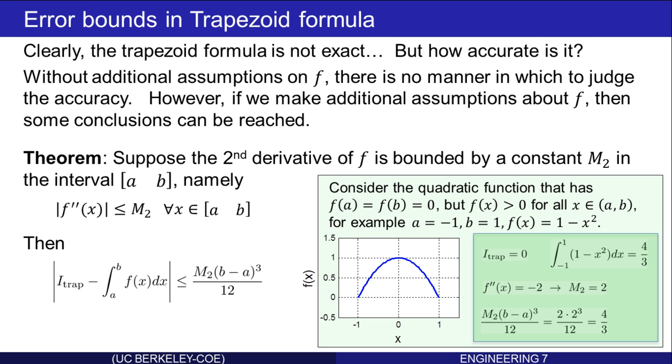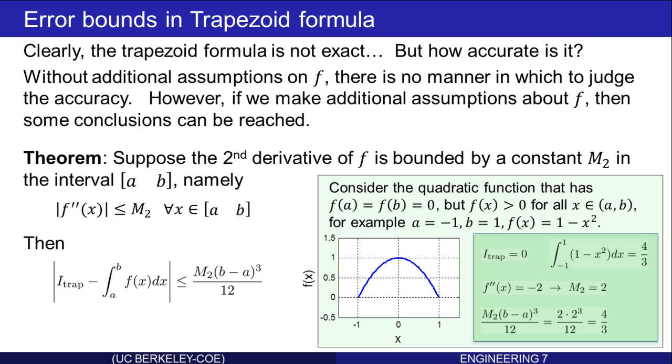That's really the way to think about how trapezoidal integration makes errors. The trapezoid formula represents the area of a trapezoid connecting the 2 points a, f of a with b, f of b, whereas parabolas, which have non-zero second derivatives, deviate from that and have additional area that's unaccounted for in the trapezoid formula. This theorem is more general than just quadratics. It shows that the bound on the second derivative of f is enough to bound the error in the trapezoidal approximation.